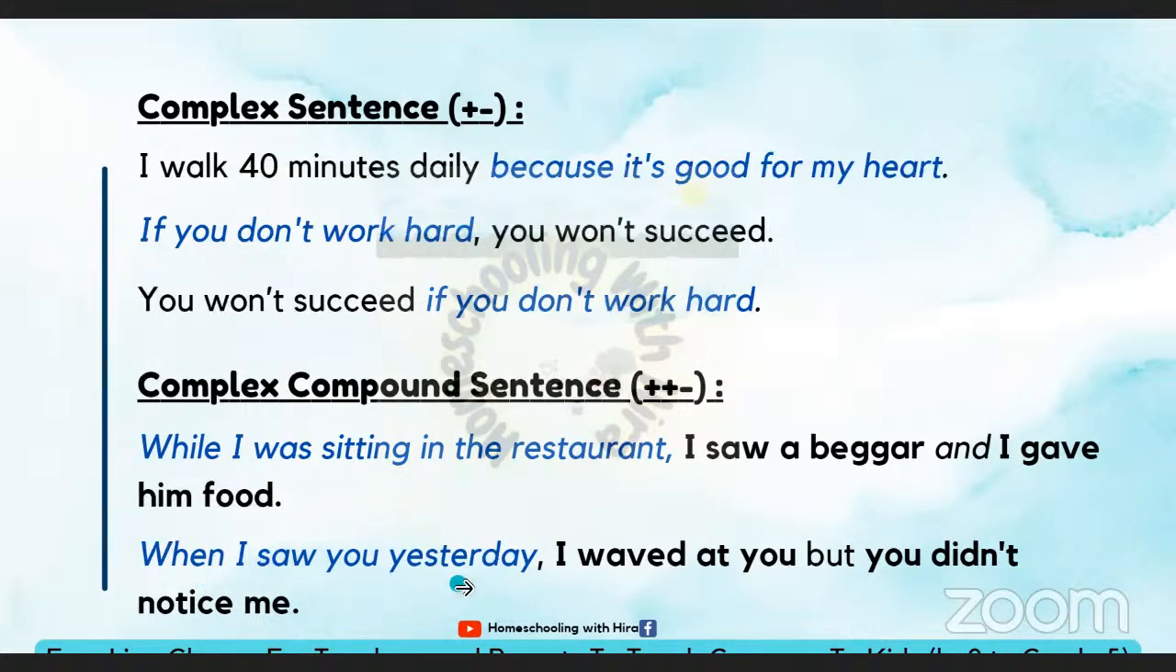When I saw you yesterday, I waved at you, but you didn't notice me. Okay. This is an incomplete or subordinate clause. I waved at you, complete sentence. But you didn't notice me. You didn't notice me, ये भी complete है. दो compound sentences को coordinate conjunction से मिलाया है. एक उसको हमने subordinate से मिलाया है. हमारा complex compound sentence तैयार है. Okay, this is the recipe of complex compound sentence.